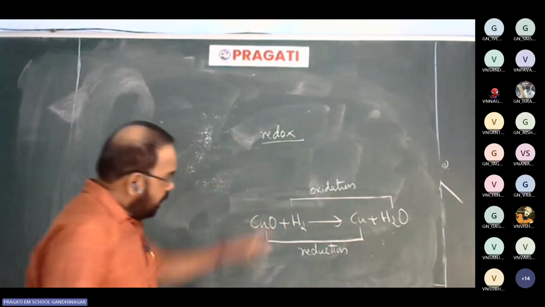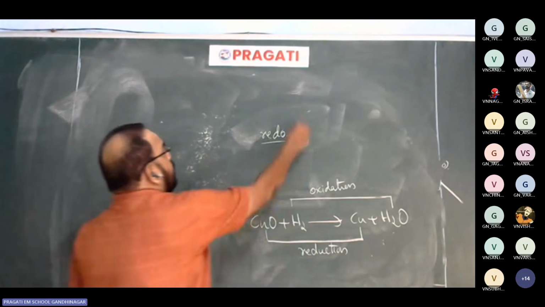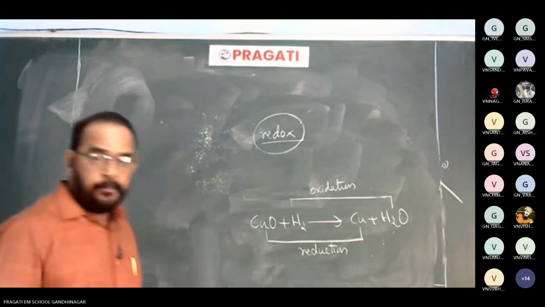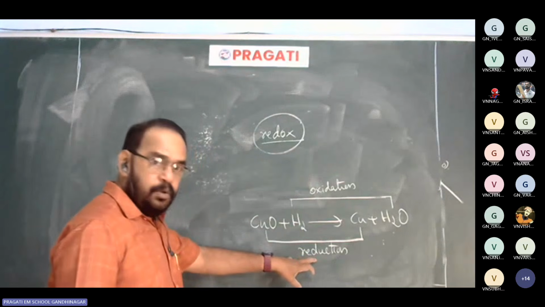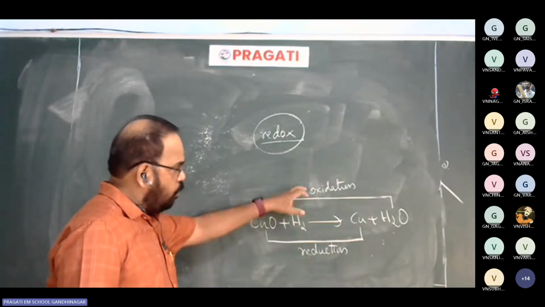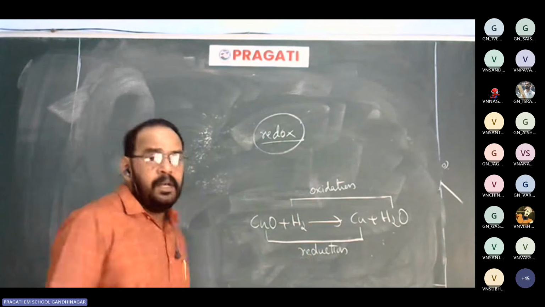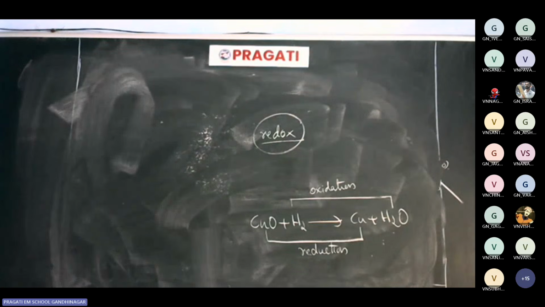So a chemical reaction which contains both oxidation and reduction is called redox reactions. Here in this reaction you can see oxidation. In this reaction you can see reduction also. So a chemical reaction which contains both oxidation and reduction is called redox reactions. This is a very good example for redox reactions.